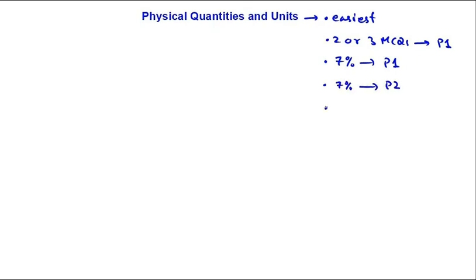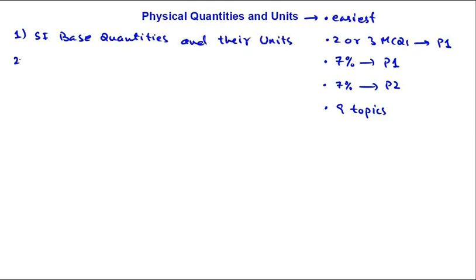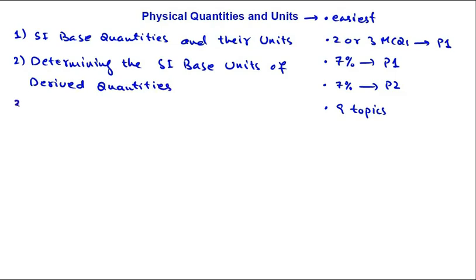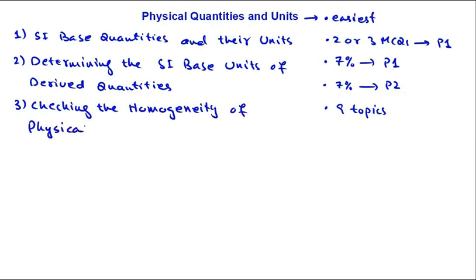Now students, all together, there are 9 topics in this chapter, and in this lesson, we will learn the first 3 topics. The first topic is SI base quantities and their units. The second topic is determining the SI base units of derived quantities. And the third topic is checking the homogeneity of physical equations. Let's start with the first topic, SI base quantities and their units.